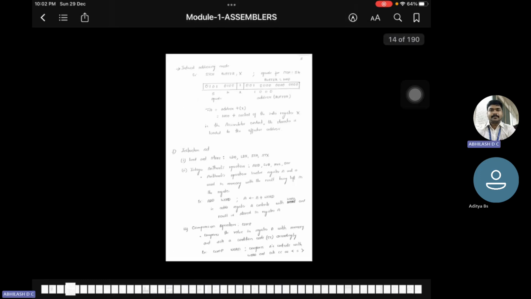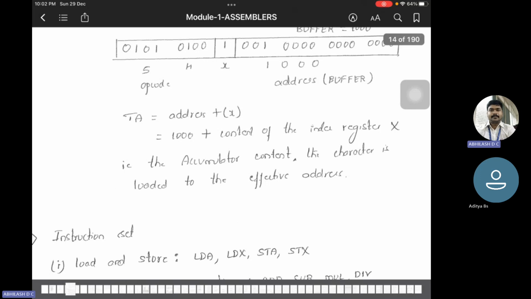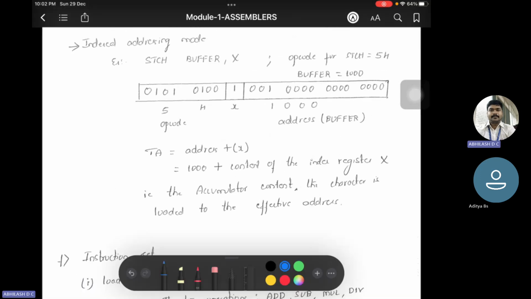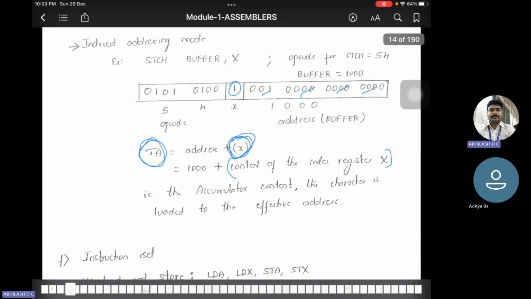Next, we have the concept of index register. So how does this index register work? I told you that whenever this index bit is 1, whatever the contents we have in the index register will be added. So 1000 plus the contents of the index register will be my target address value.